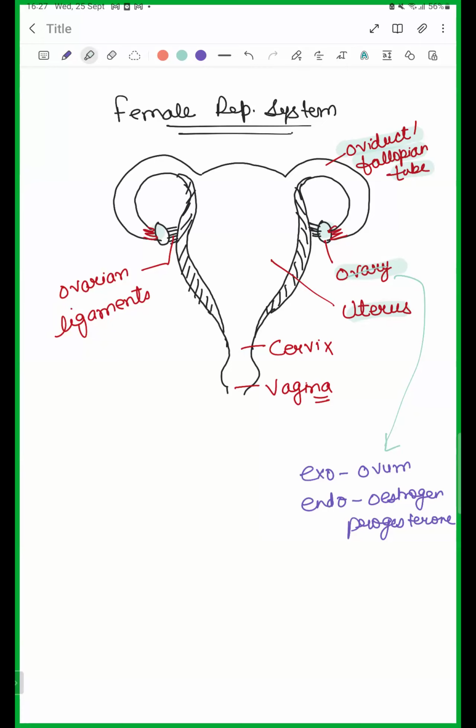So that all takes place in the uterus. How that takes place, I will be coming to this point later on. But basically, the uterus is that part where all the development of the child will take place. The fetus development will take place over here.